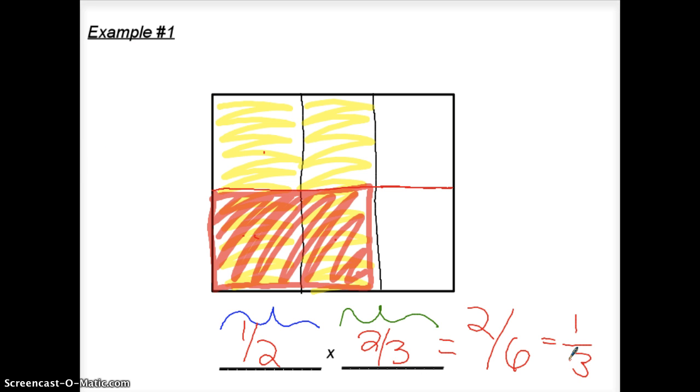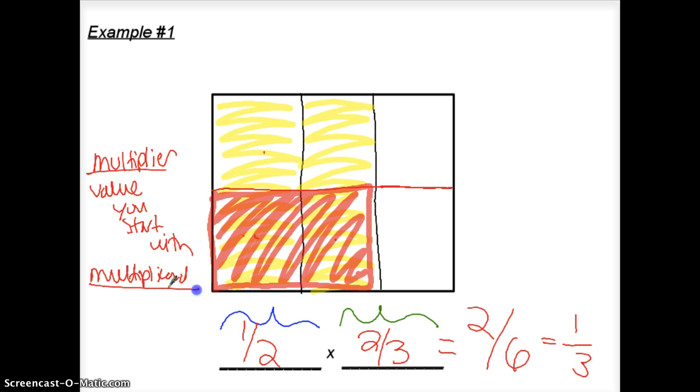So remember that the multiplier is the value you start with, and the multiplicand is the fraction you take of the multiplier.